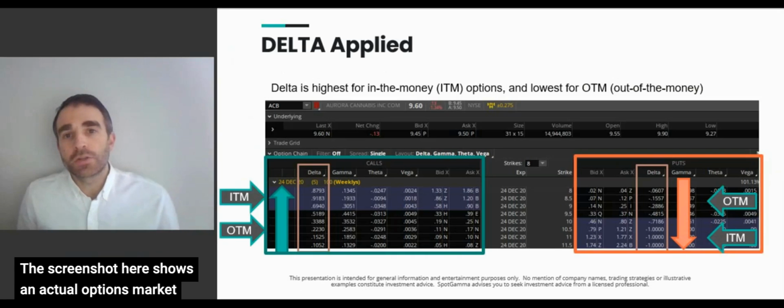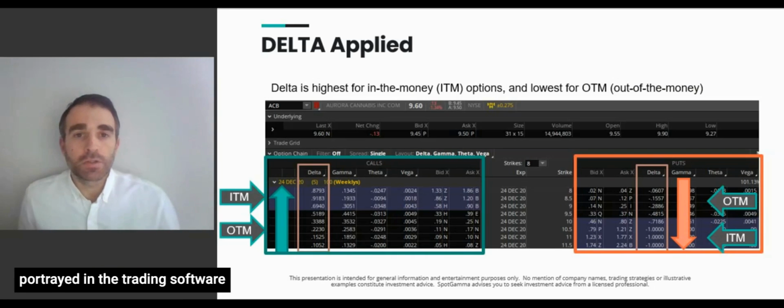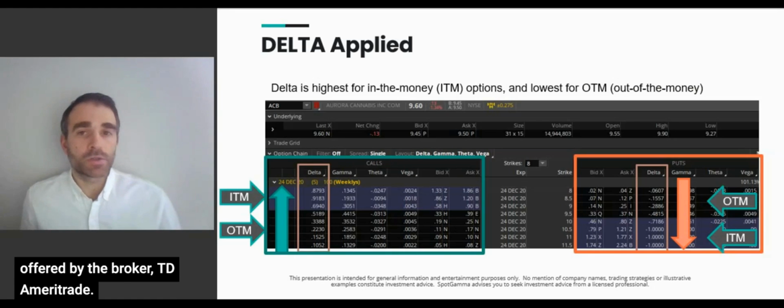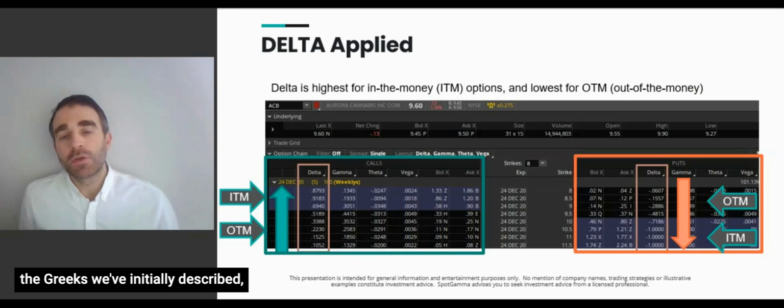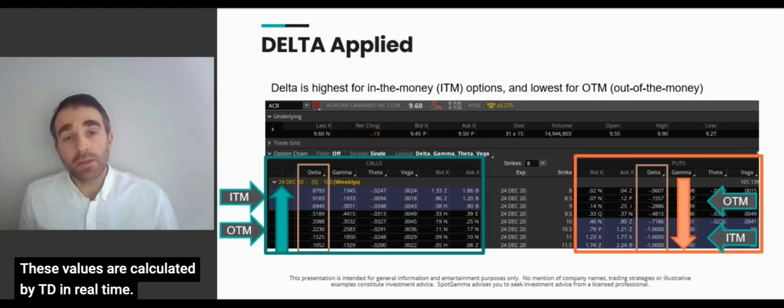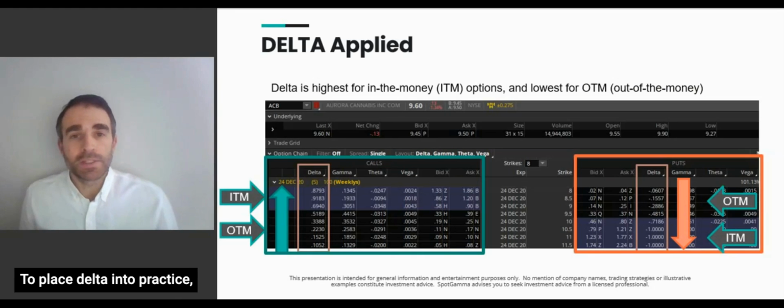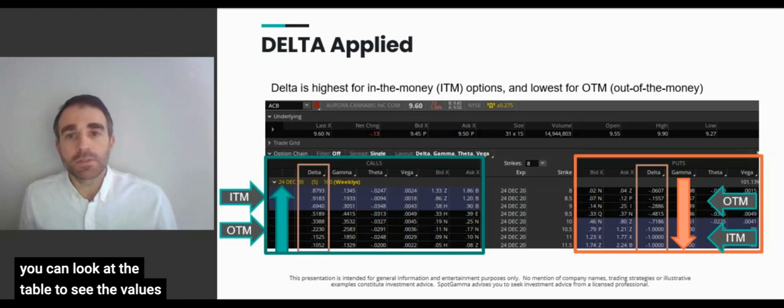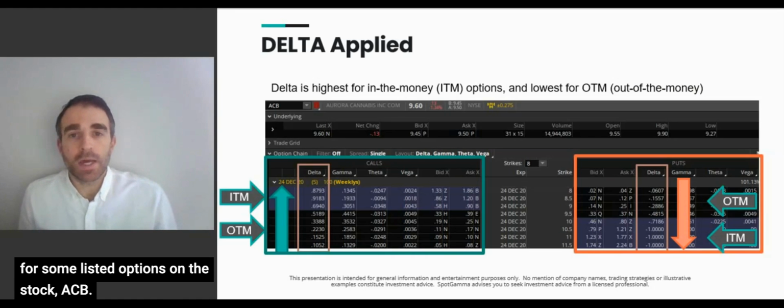The screenshot here shows an actual options market portrayed in the trading software offered by the broker TD Ameritrade. You can see the headers represent the Greeks we've initially described: delta, gamma, theta, and vega. These values are calculated by TD in real time. To place delta into practice, you can look at the table to see the values for some listed options on the stock ACB.